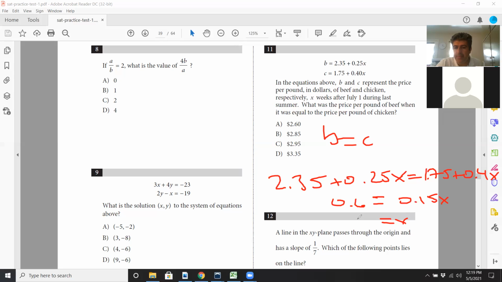X is 4. But then what they really want is the price of each when they're equal to each other. So we'll say I plug 4 into this one. 1.75 plus 0.8, sorry, plus 1.6. You get 3.35. So there we go.